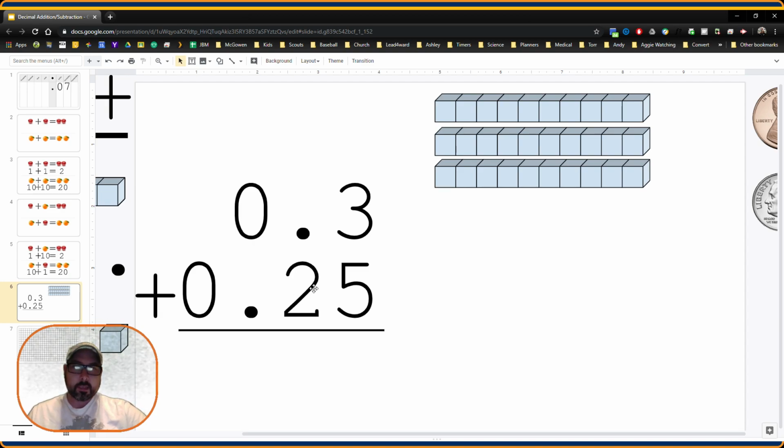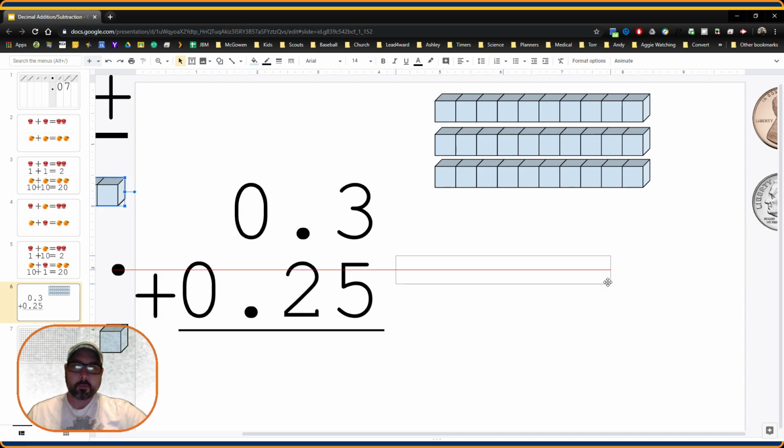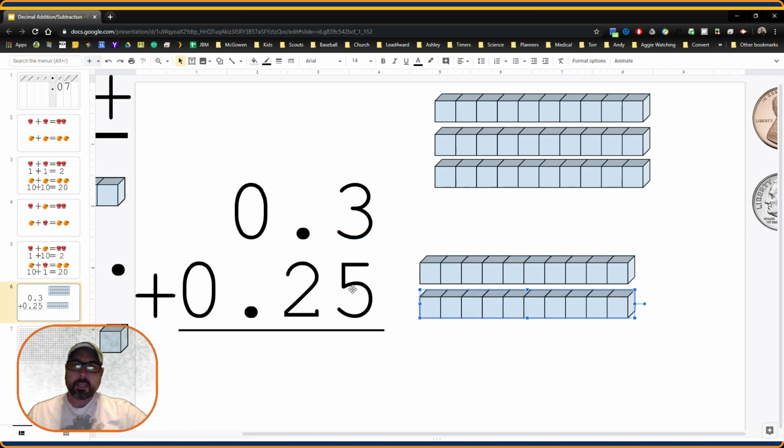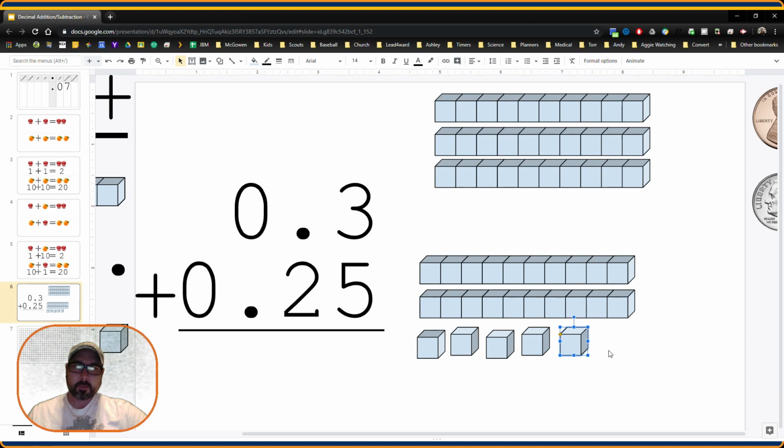I see I have 2 tenths in that number, so I'm going to pull over 2 of these. And I have 5 hundredths, so I'm going to pull over 5 of these. Okay, so a couple things. It shows us the size. This top number is bigger, even though people are tempted to say this is smaller.